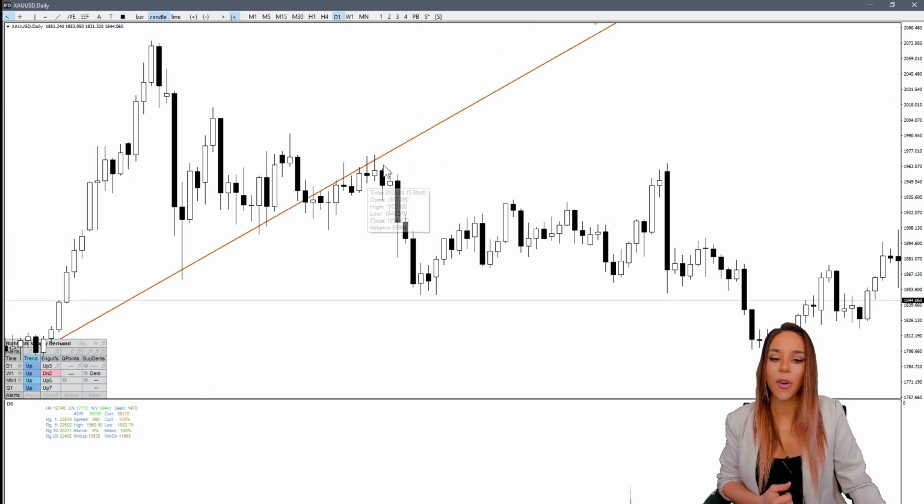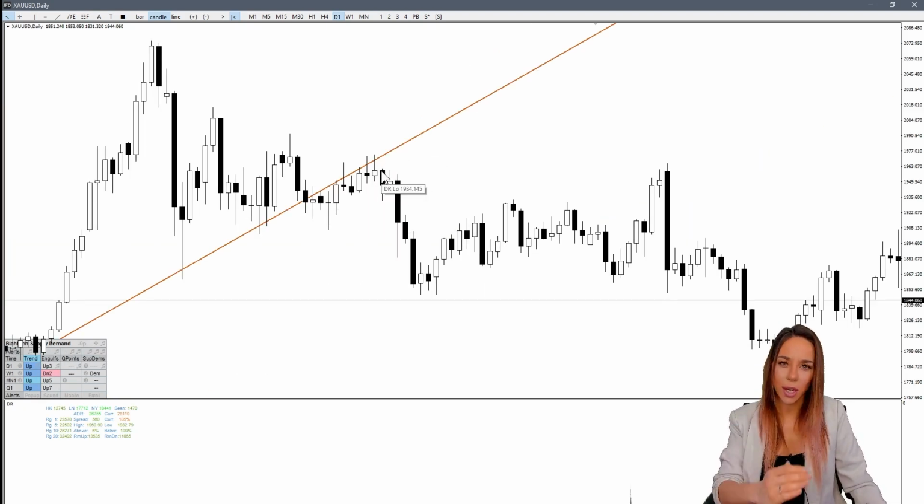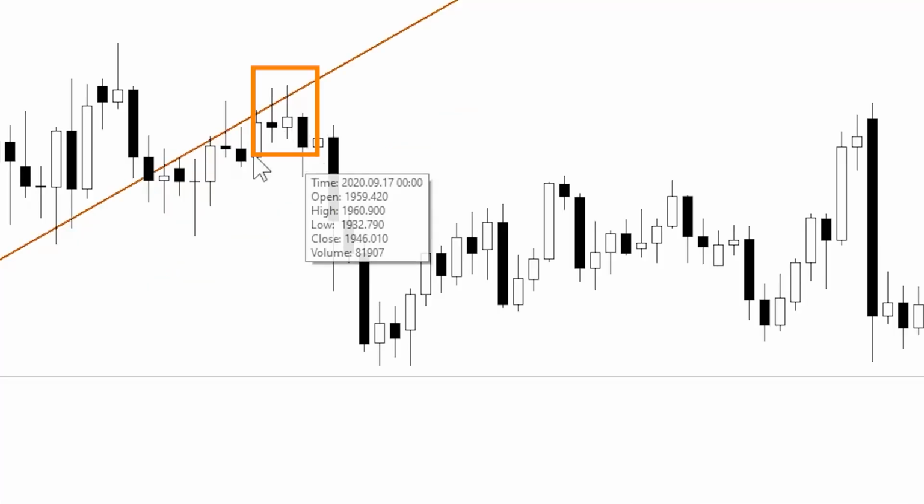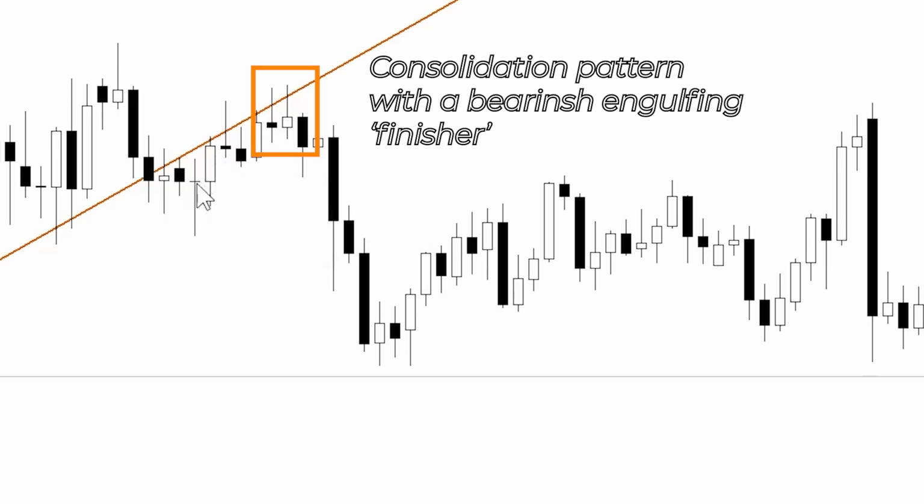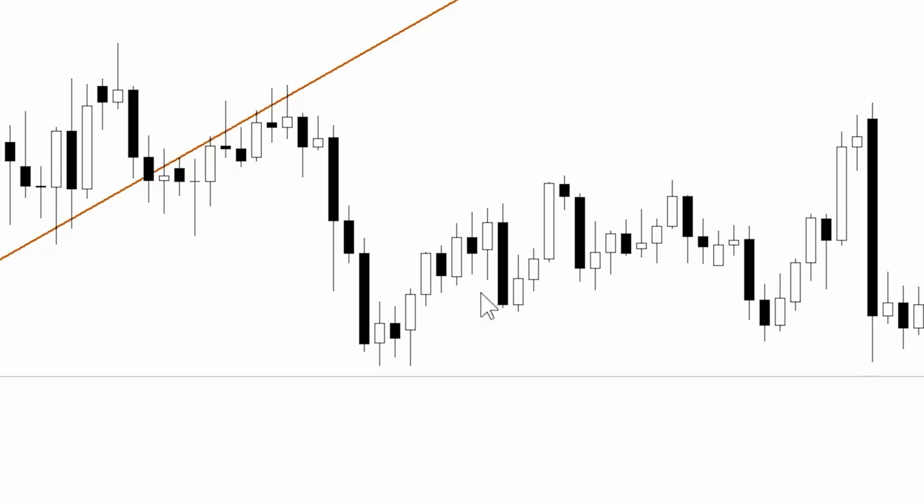And the price finally prints a rejection pattern to the other side, away from the trend line. So look at the difference. Here it's printing a morning star, which is a bullish signal. And there's a whole cluster of candles. This is sideways action basically. But it's not until the bearish engulfing post-consolidation finally breaks away from that trend line and the market then starts to fall. This is when the trend line is truly broken.